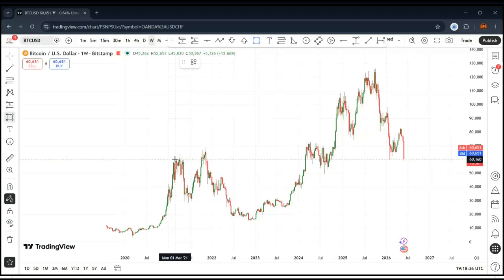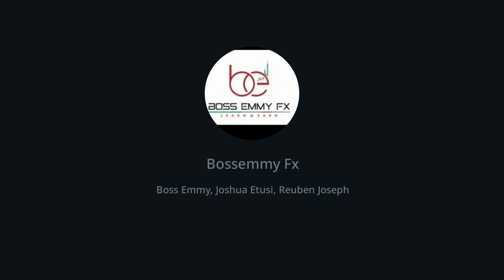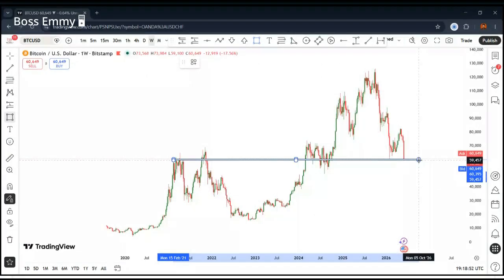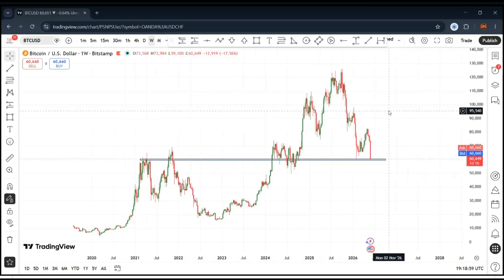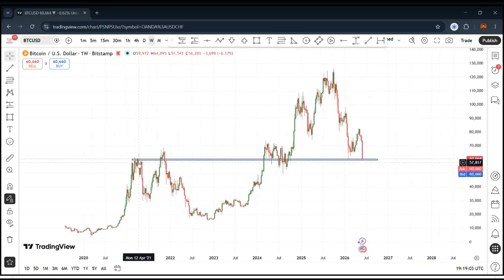If you want to identify your zones, you draw from your left-hand side to the right-hand side, because you analyze from left to right. So let's draw from this point to this point. If you are joining on TikTok, double tap on your screen. So you're analyzing from this point to this point.